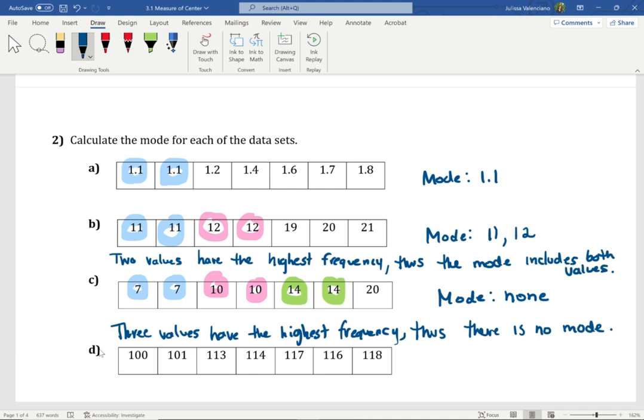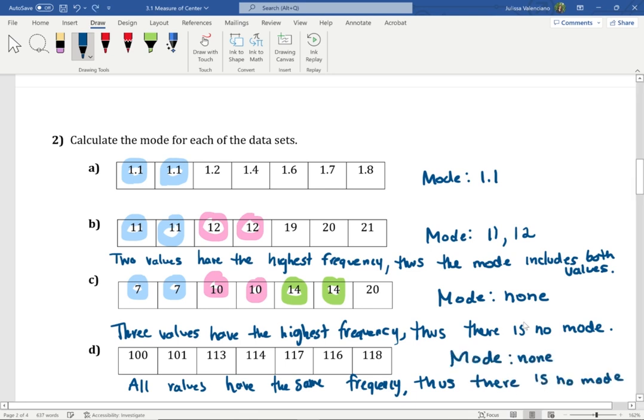Now let's look at the last data set that we have below in part D. We have 100, 101, 113, 114, 117, 116, and 118. They all have the same frequency, which is 1. We could write all values have the same frequency. Our conclusion is that there is no mode. Thus, there is no mode. So our answer would be none for the last data set.